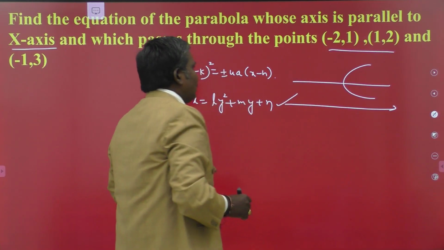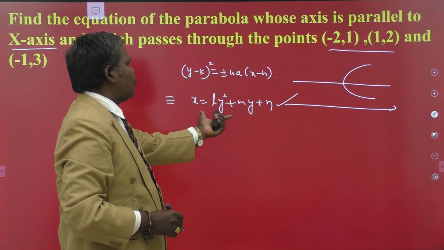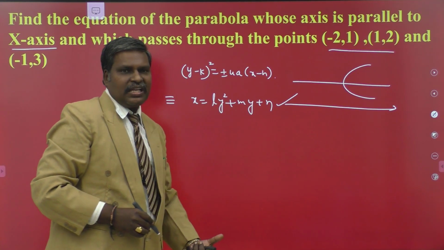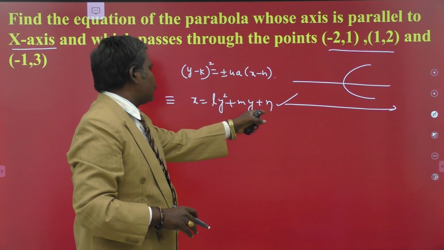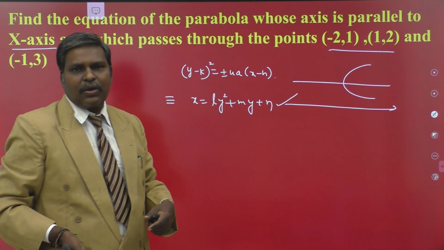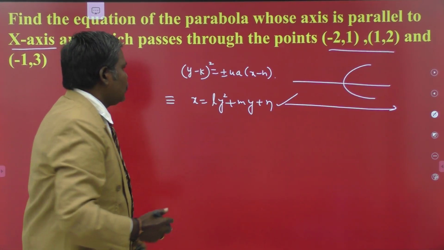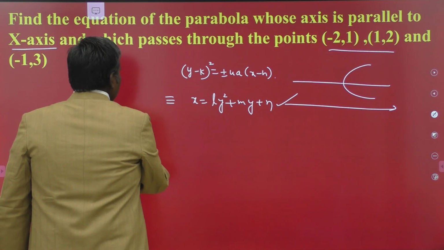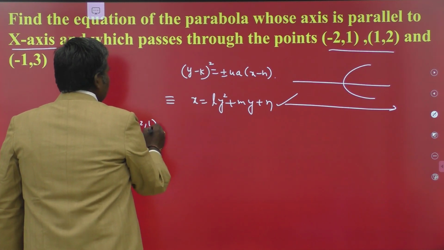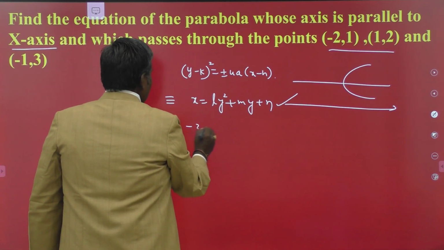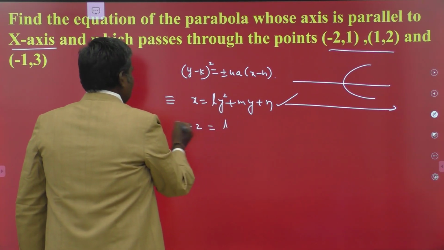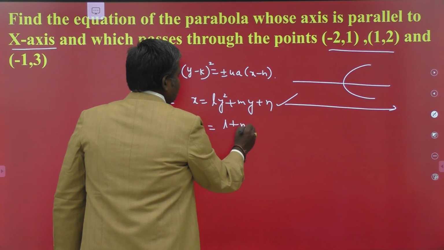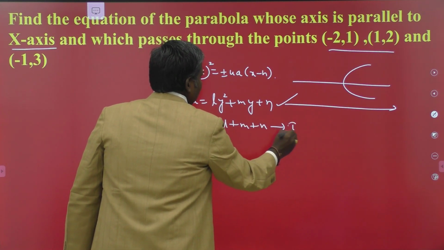You just put the values, that is the points, in the equation itself. We obtain three equations in l, m, n. Solve for l, m, n, and substitute the values here itself. We obtain the required equation of the parabola. So what is my first point? That is minus 2 comma 1. You substitute here itself. What do you get? Minus 2 is equal to l plus m plus n, since y is 1. This is equation number 1.